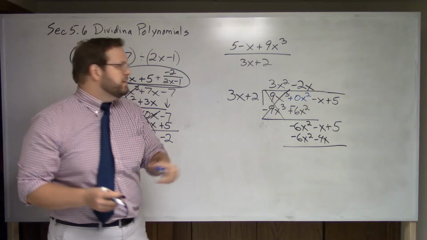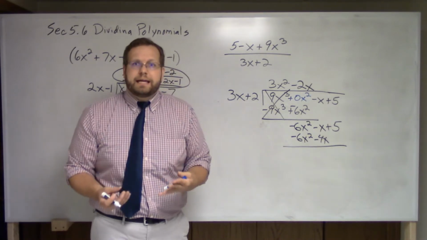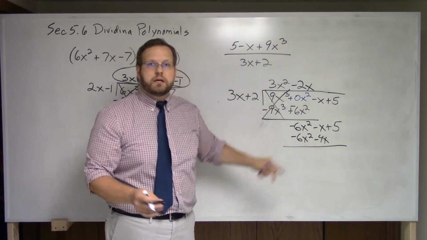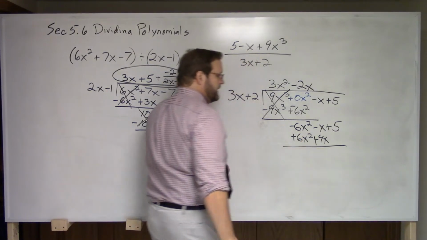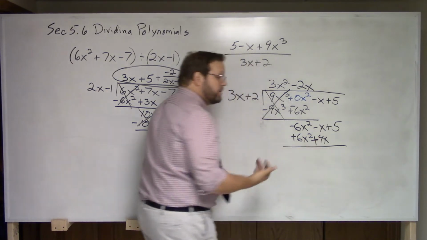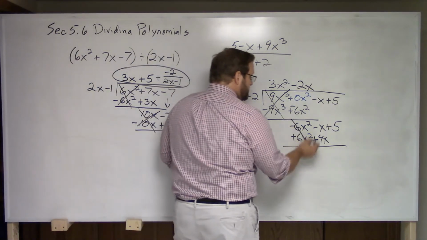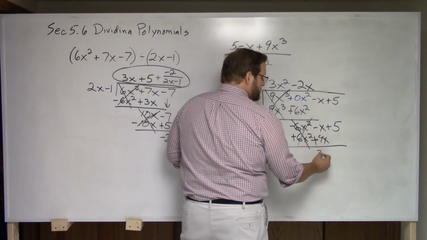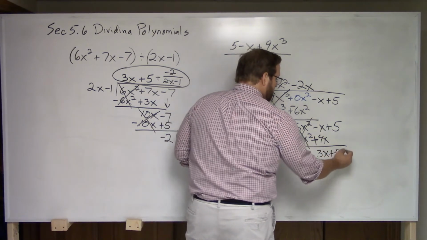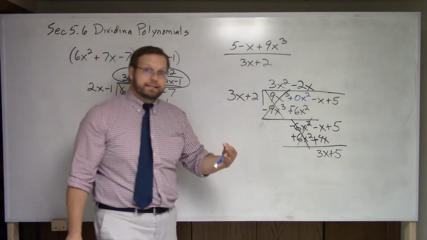Okay? A lot of people, they want to put a positive 2 because they're like, well, I want it to cancel out, so I'm going to get a positive 6. Remember, I still have to change the signs. Now they're opposite signs. Okay? Then, negative 6 plus 6 goes away. Negative 1 plus 4 is 3x plus 5. Okay? Let's continue.